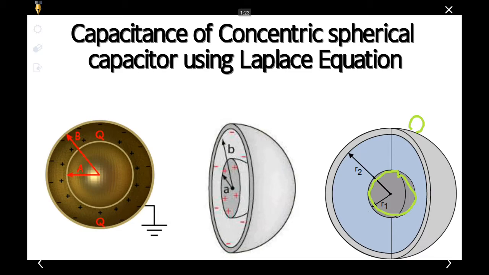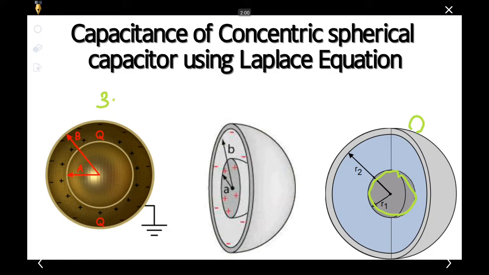When it is said to be a capacitor, it means we have a plus charge inside the small ball and a minus charge at the outer sphere, that is, when the radius is b. We can take any radius, either r1, r2, small a, small b, or capital A, capital B. So when the small sphere has a plus charge and the big sphere has a minus charge, it becomes a capacitor.